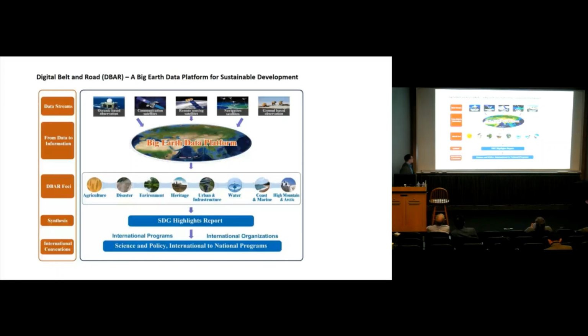And the DBAR has 8 working groups, and those are agriculture, disaster, environment, heritage, urban and infrastructure, water, coastal and marine systems, and high mountain and Arctic systems. And the goal is for these working groups to collect data, develop data, and data products that will support indicators of the UN Sustainable Development Goals.